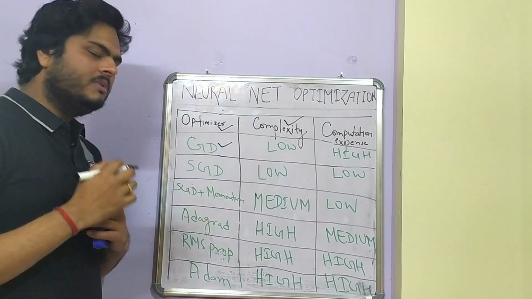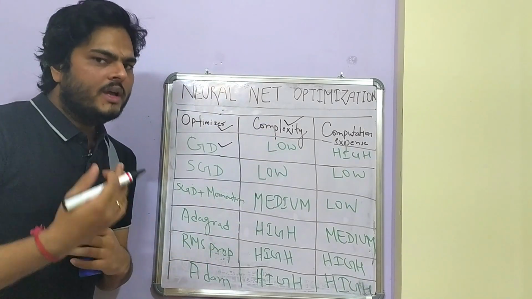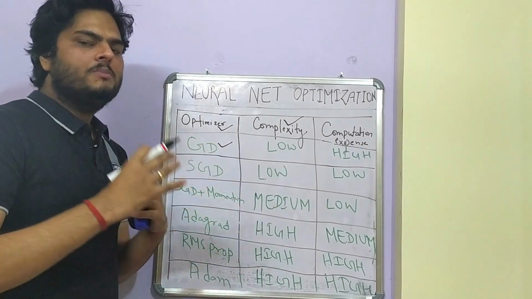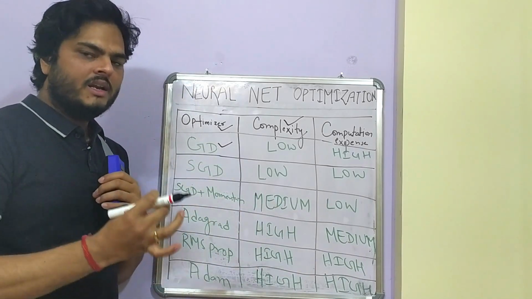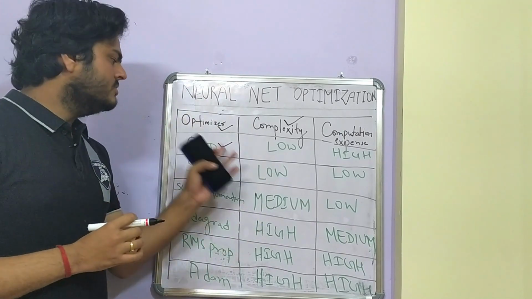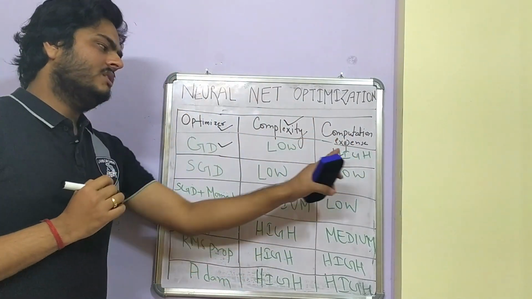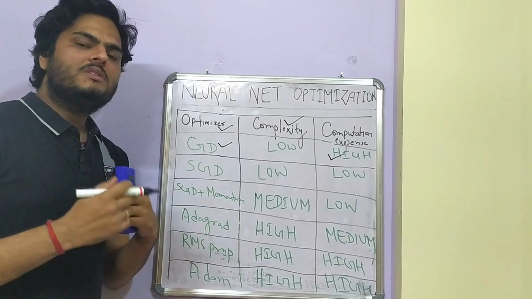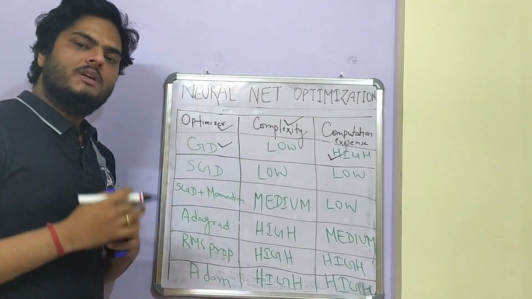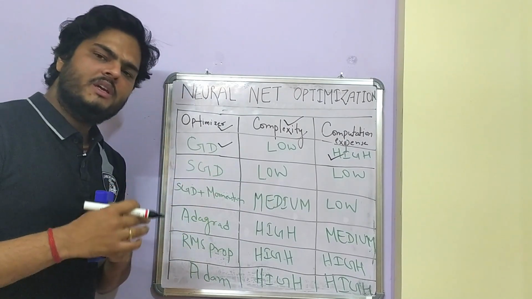I am sure you must be aware of the gradient descent concept. I am saying complexity low. Why? Because it takes all the data and tries to optimize the weight using a simple formula with the learning rate and gradient. But the downside of gradient descent is it is computationally expensive, hence I'm saying high here. High means it takes more time to optimize, especially if you have a large number of records, then it will take too much time.